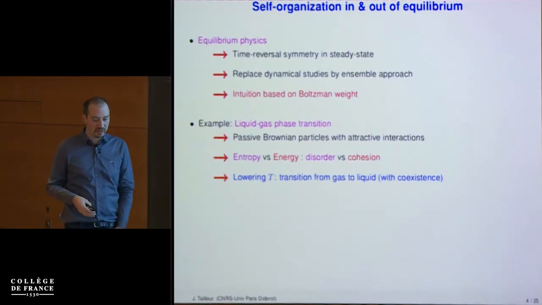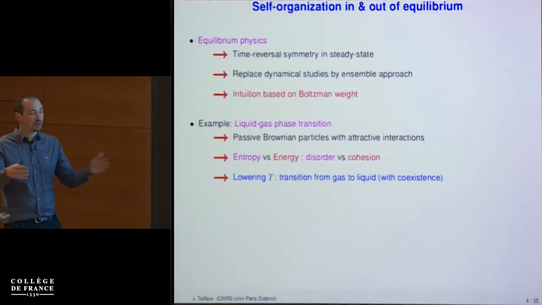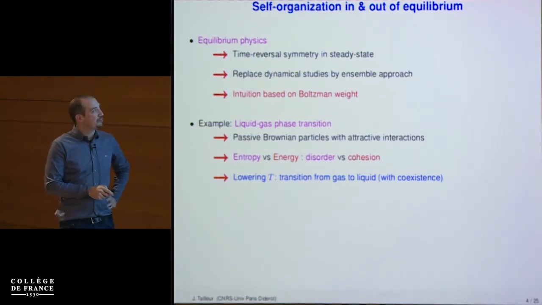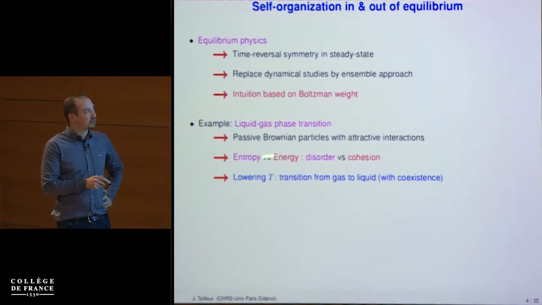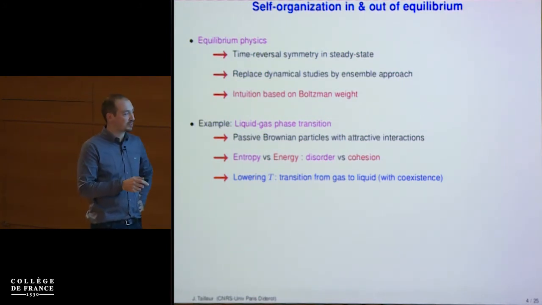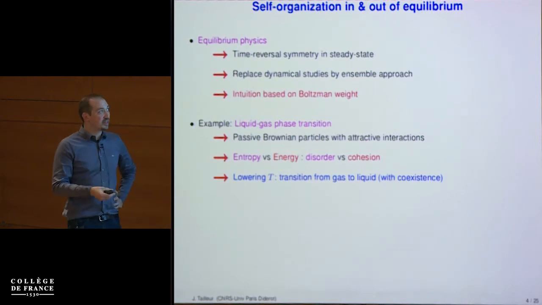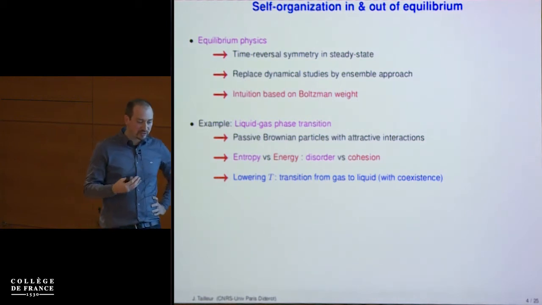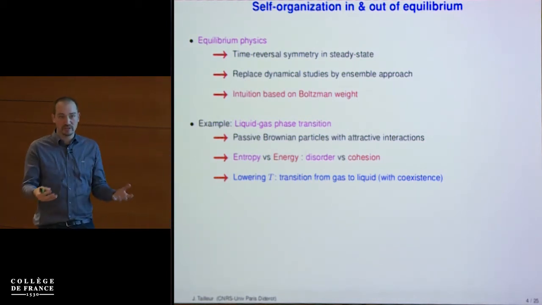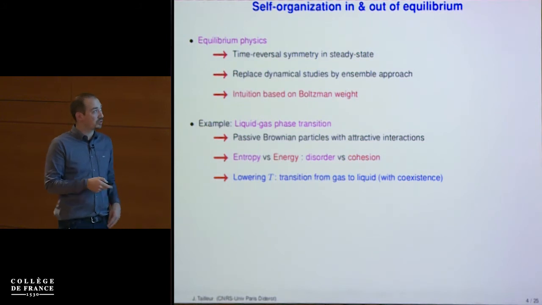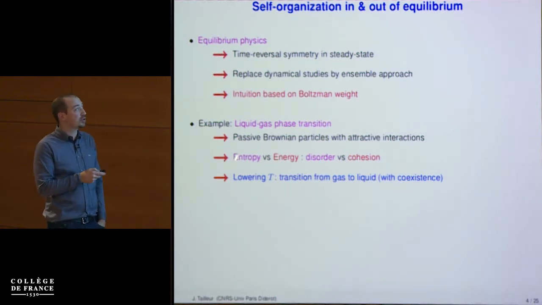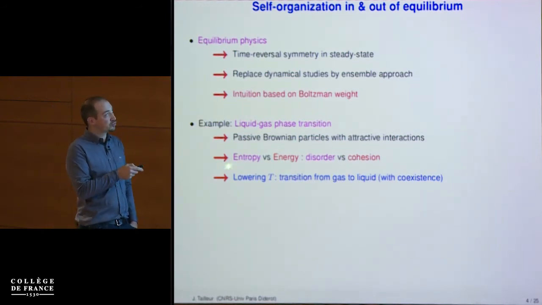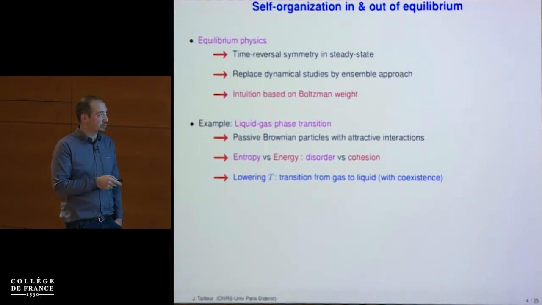Imagine you want to understand liquid-gas phase separation. So you take a fluid, it can be either a molecular fluid or a colloidal one. And so you can say passive particles which interact with attractive interactions. Now, you know that the steady state will be described by the Boltzmann weight. So if you ask yourself, what is the typical energy I will observe in my system? What's the typical configuration I will observe? You know that what you have to do is to make a competition between entropy and energy. And the relative strengths of the two will be controlled by temperature.